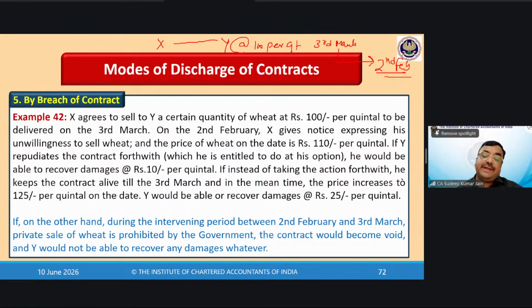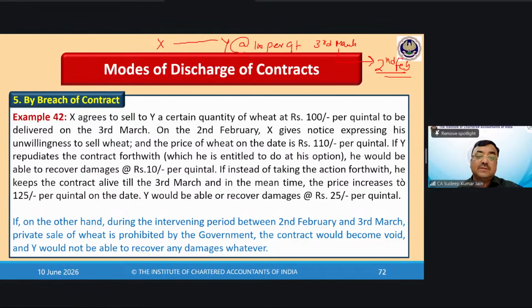But if he decides to file the case on 3rd March, that is the due date, and at that time the price of the wheat was 125, he can claim the difference, that is 25, because the contract was originally entered for 100 rupees per quintal. Now he has to purchase at rupees 125. So he has to make the additional payment of 25, because of the fault by X. So Y can claim from X at the rate of 25 per quintal.